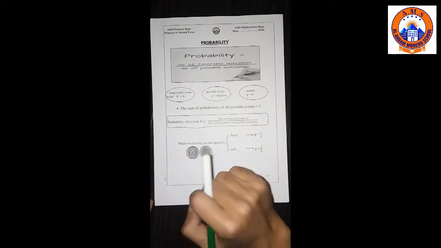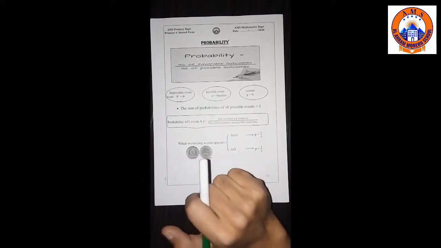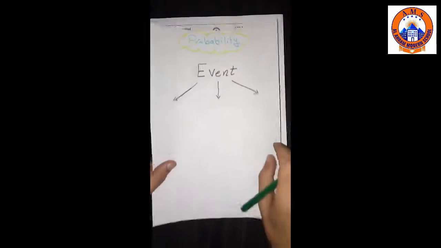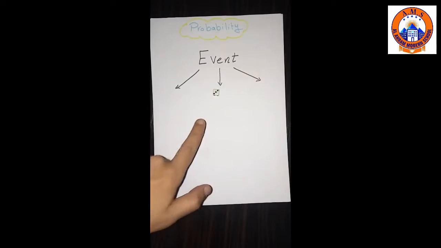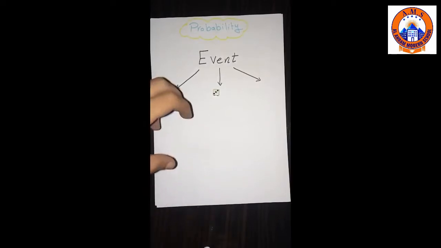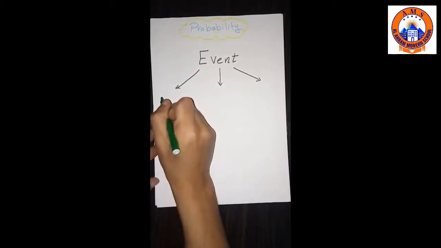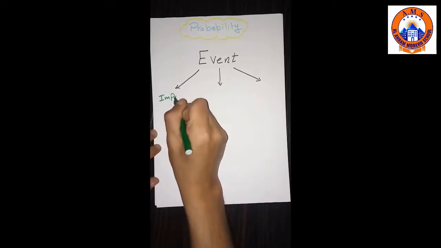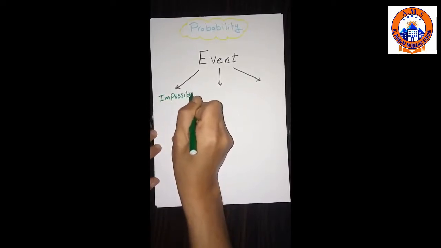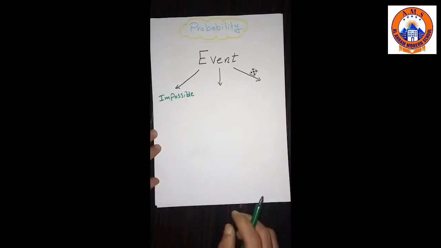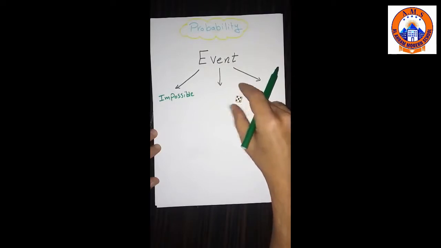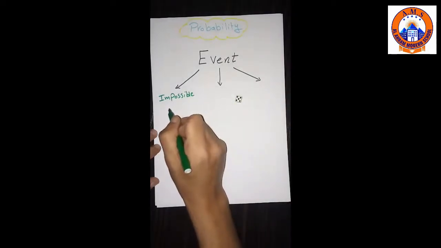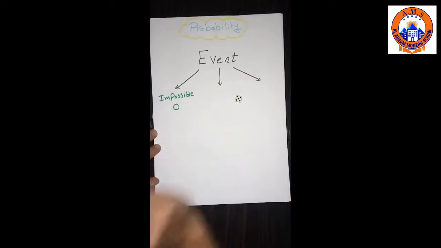We are calculating the probability of the outcome, and this outcome is named the event. So if I'm tossing a die, this outcome is called the event. The event may be impossible, like tossing a die and getting the number 7. The die does not contain the number 7, so this event is impossible and its probability is equal to 0.